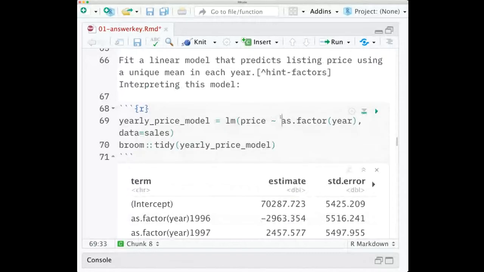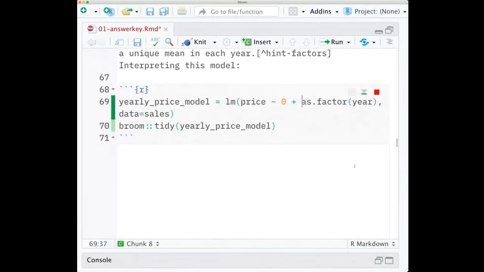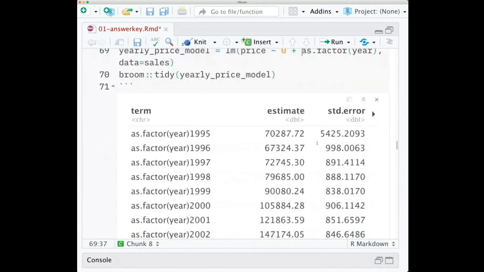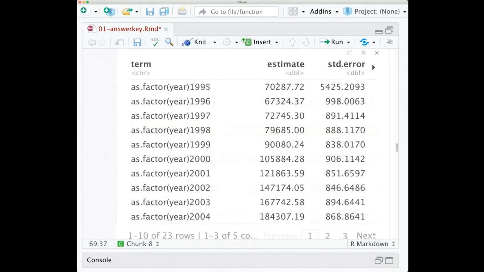Now, if we look at the fixed effect, as some of you did, that's fine. You'll get this result. You have the same effect for 1995 as the estimate, but now 1996 is estimated as its mean instead of being estimated relative to 1995.